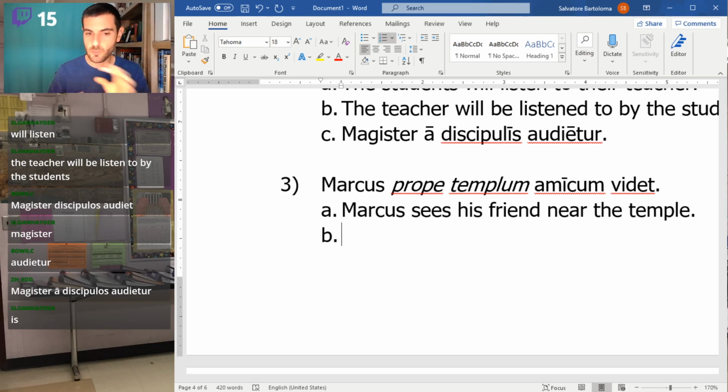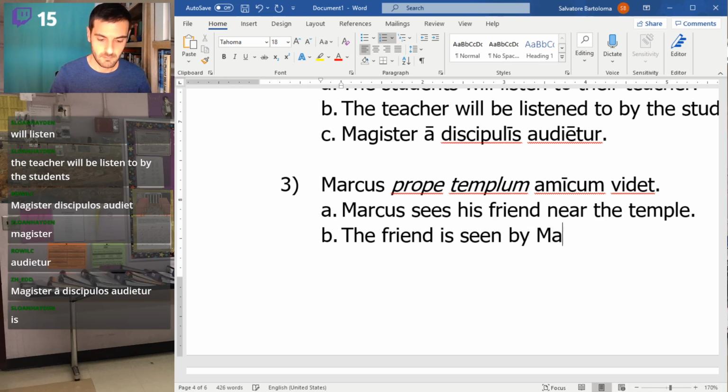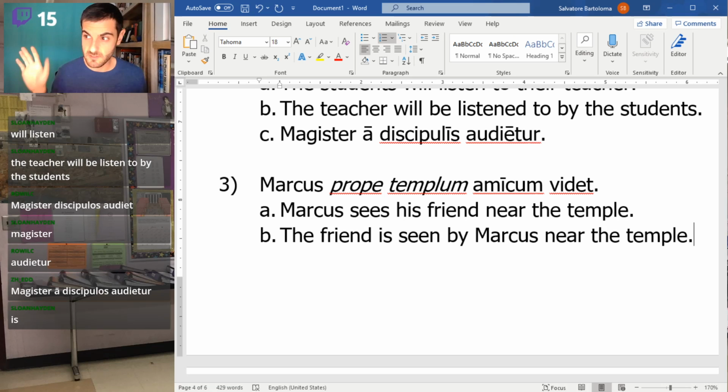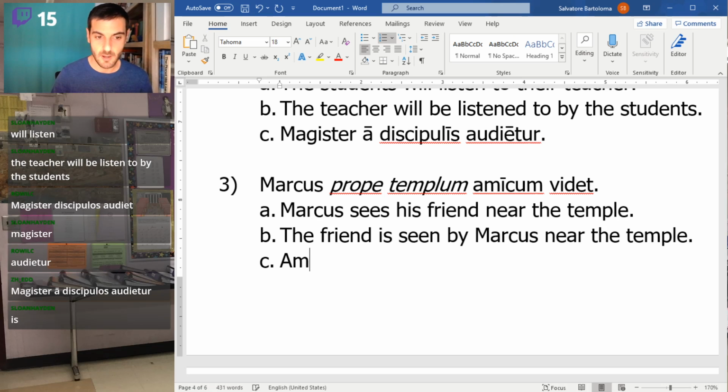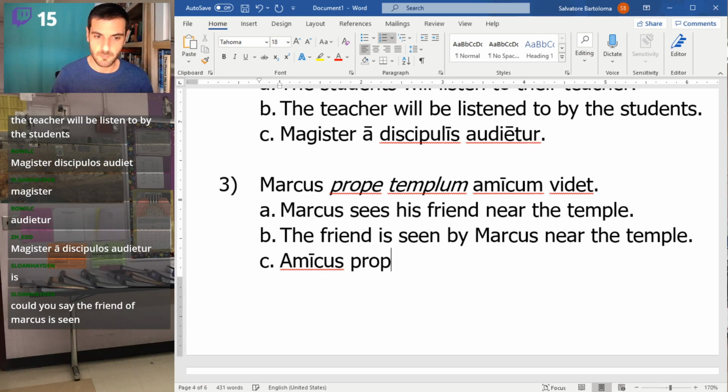It's just near the temple. When you switch it around, you could say something like the friend is seen, present. The friend is seen by Marcus near the temple. Near the temple doesn't change. That's just bonus information. The friend is seen by Marcus. That's the sentence that we're concerned about. So friend now becomes the subject, amicus. I'll just throw the prope templum back in there, just because.